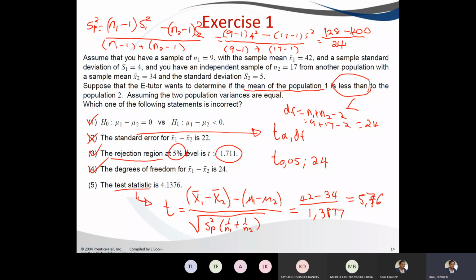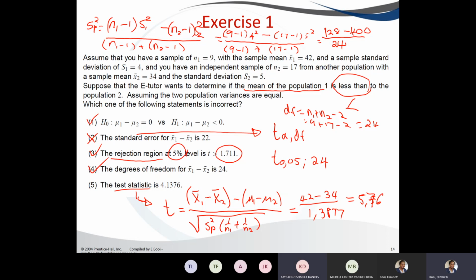So 128 minus 400 divided by 24 gives me minus that. Multiply the answer by 0.1111 plus 0.0588, close bracket, equals minus 7.79. Take the square root of that answer and say equal, and I get an error because we cannot take a square root of a negative number.